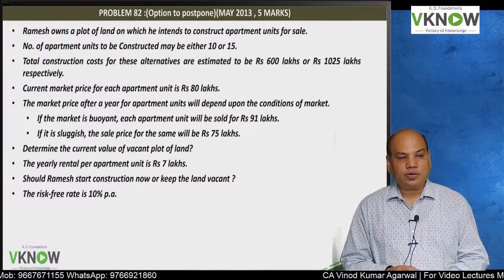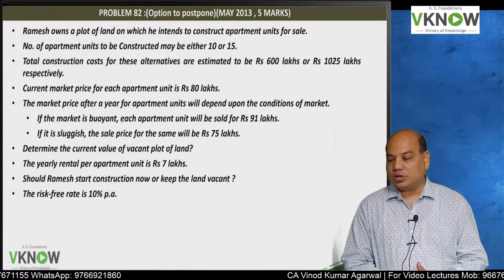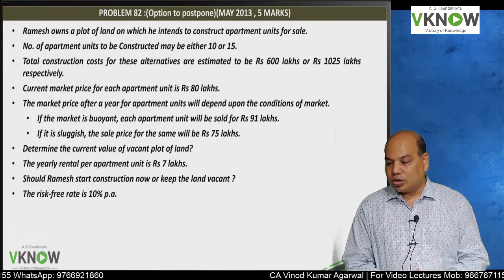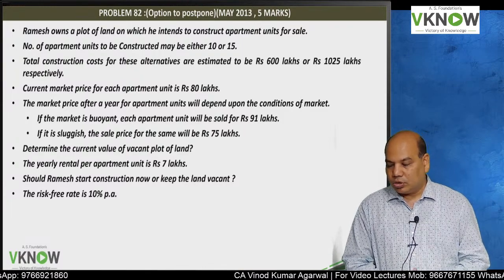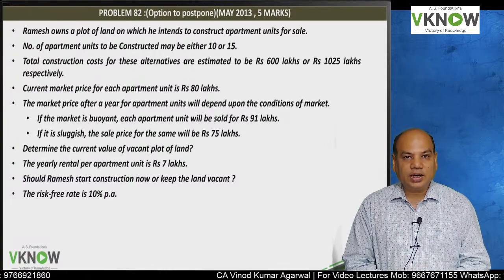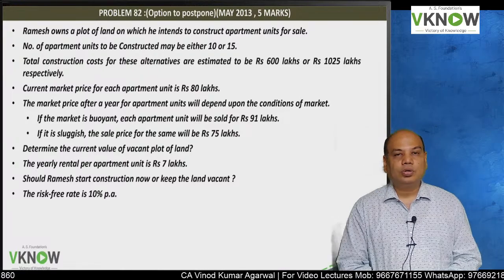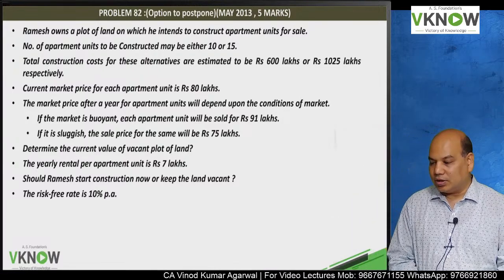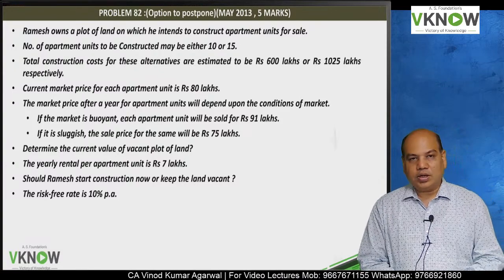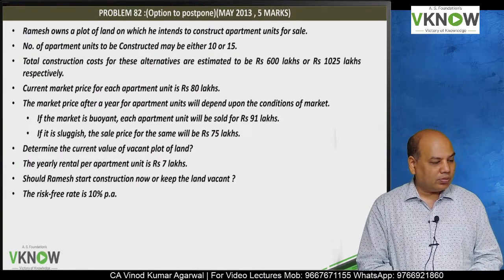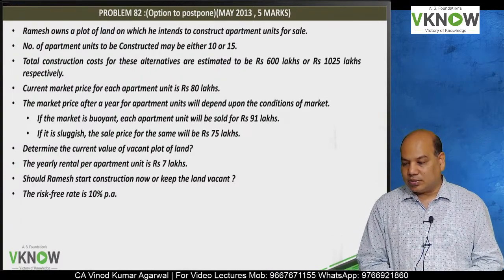Second, one more information they have given. The yearly rental per apartment is rupees 7 lakh. Should Ramesh start construction now or keep the land vacant? That means construct after 1 year. And to compute present value wherever required, the risk-free rate is 10% per annum.